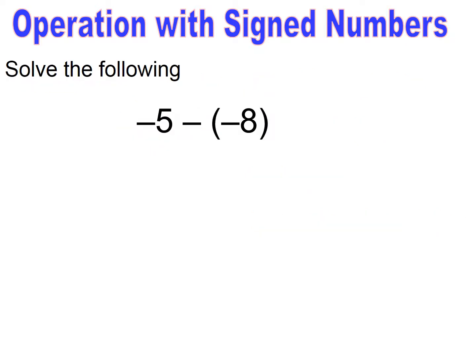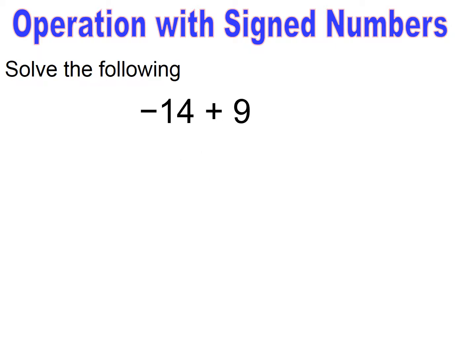Pause and try. Again, you get rid of the double negative here and you end up with a plus 8. And you see you have different signs. You're going to subtract and keep the sign of the higher number. And in this case, my higher number is positive, so I end up with a positive 3.